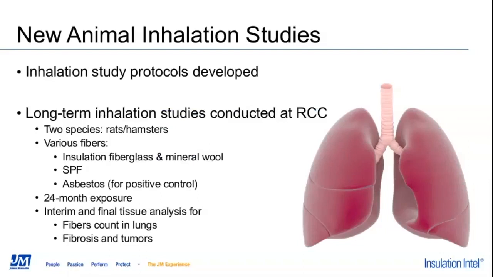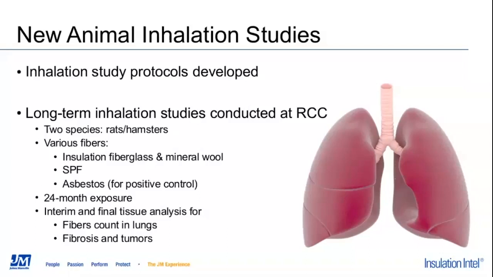They were conducted at a research consulting company in Geneva, Switzerland, starting in about 1992. There were two species of animals that were part of the inhalation studies, rats and hamsters. It's important to have hamsters because they are thought to be more sensitive. In addition, we tested three different kinds of fibers. First, the insulation fibers, both fiberglass and mineral wool. As Kim said, the special purpose fibers. These are the small amount of fibers that are made and used for non-insulation purposes. And then we used, of course, asbestos.